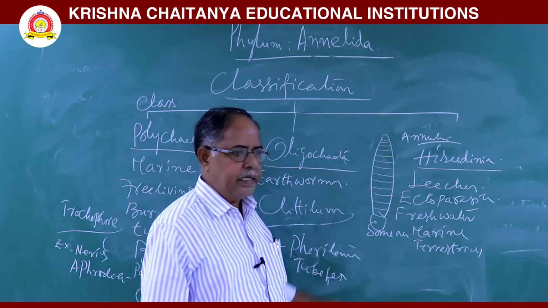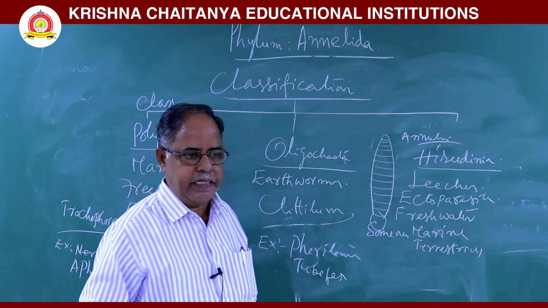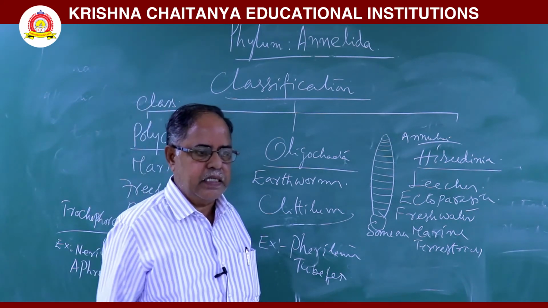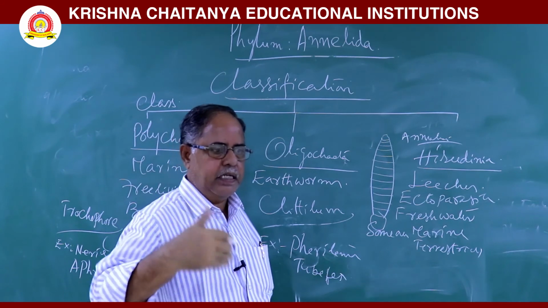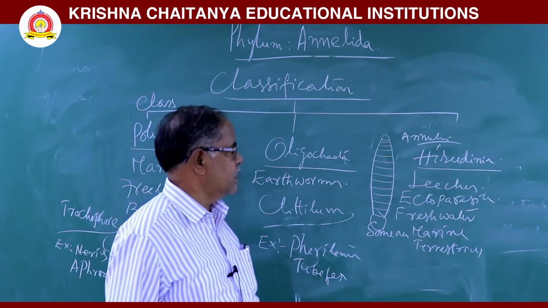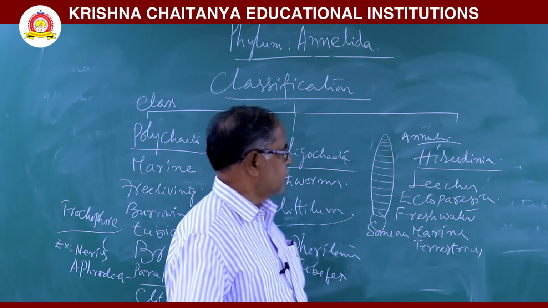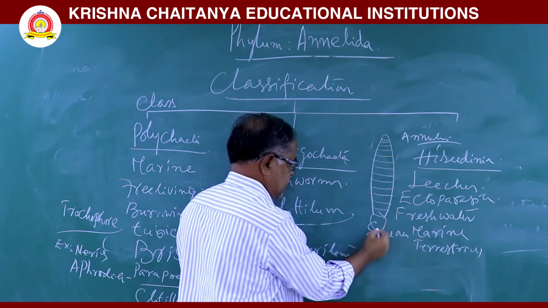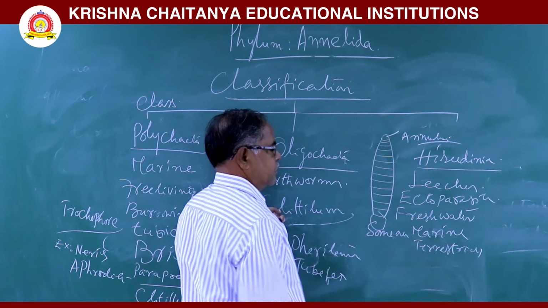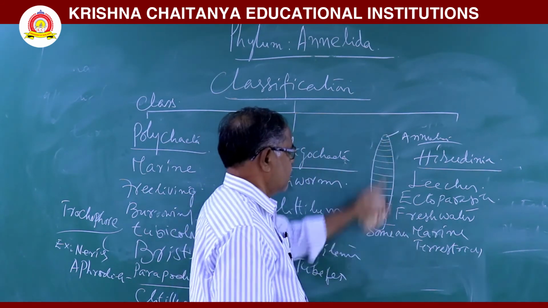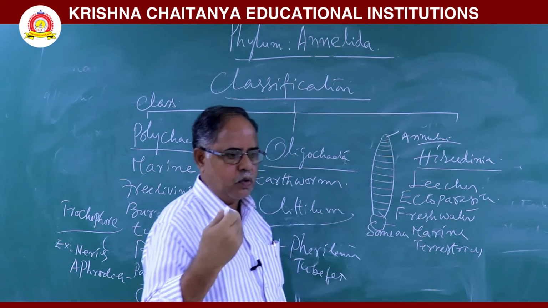So, here a definite number of segments are there. Each segment shows external segmentation. Each is divided into some sub-segments. These sub-segments are called annuli. Here the locomotory organs are suckers. This is the anterior sucker. This is the posterior sucker. These suckers are used in locomotion.